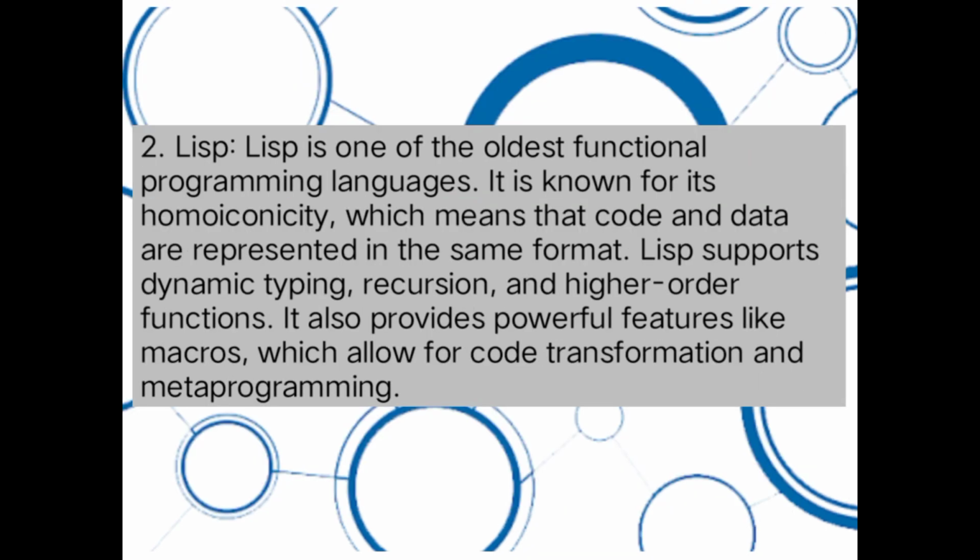Lisp is one of the oldest functional programming languages. It is known for its homogeneity, which means that code and data are represented in the same format. Lisp supports dynamic typing, recursion, and higher order functions. It also provides powerful features like macros, which allow for code transformation and metaprogramming.